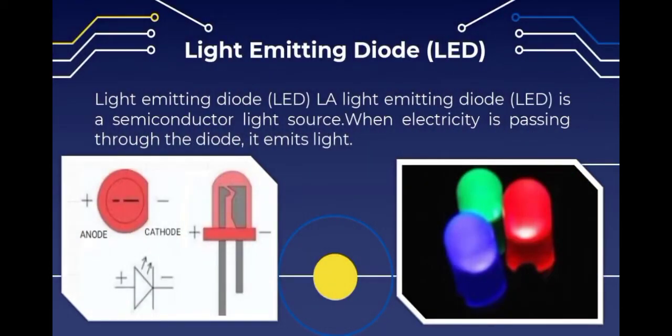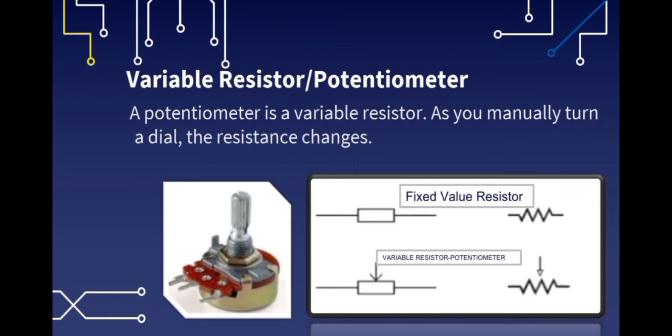Next is light emitting diode, or LED. An LED is a semiconductor light source. When electricity is passing through the diode, it emits light. Next, variable resistor or potentiometer. A potentiometer is a variable resistor. As you manually turn a dial, the resistance changes.